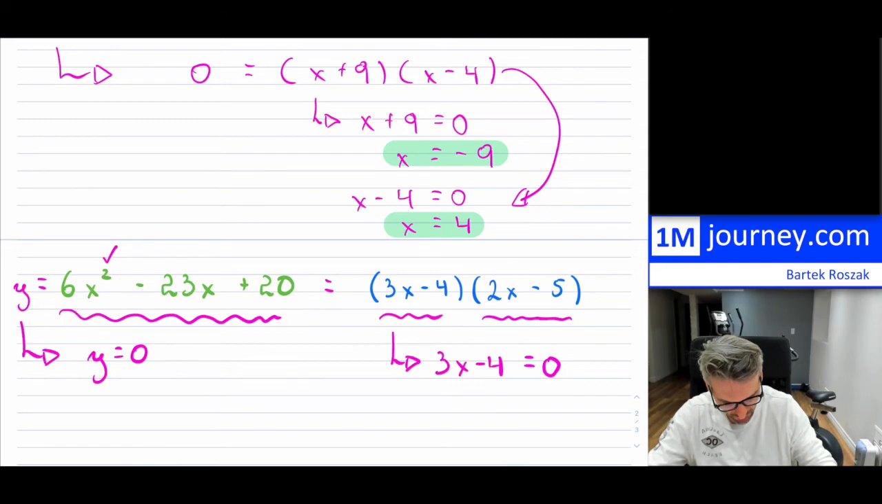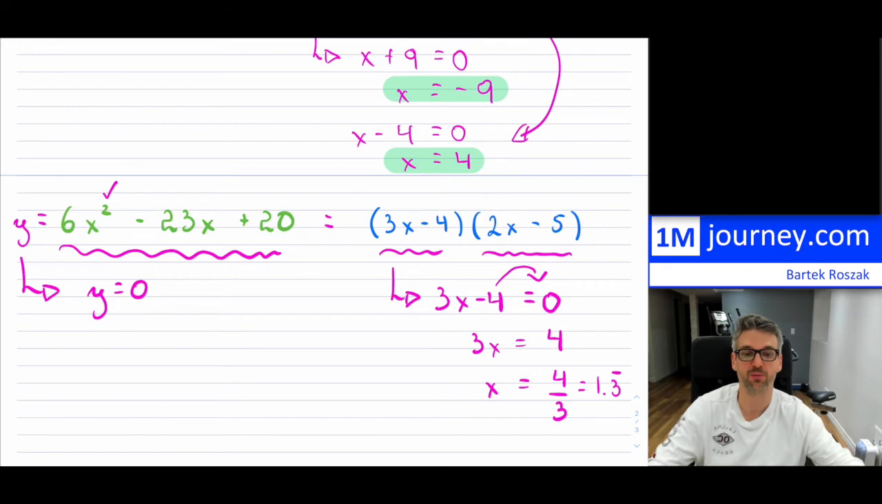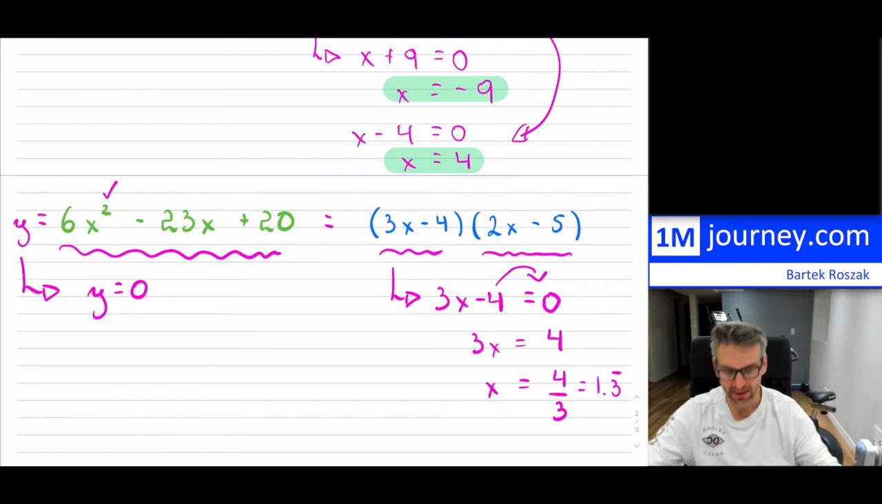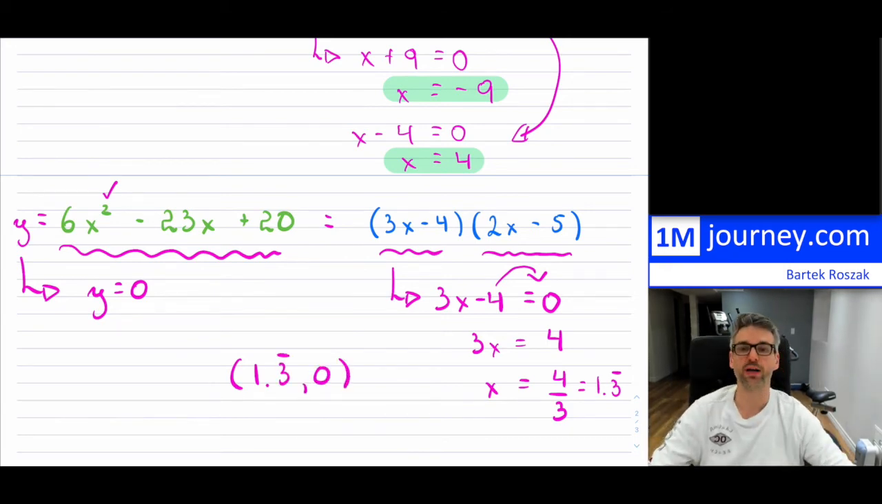So if I solve for x here, I'm going to solve this by moving it to the other side. It's going to become positive. I'm going to divide by 3 on both sides, which is going to give me 4 over 3, which in decimal form is 1.3333, so I'll put a bar over that. That is one of the intercepts, and that 4 over 3 is the first root of that particular equation.